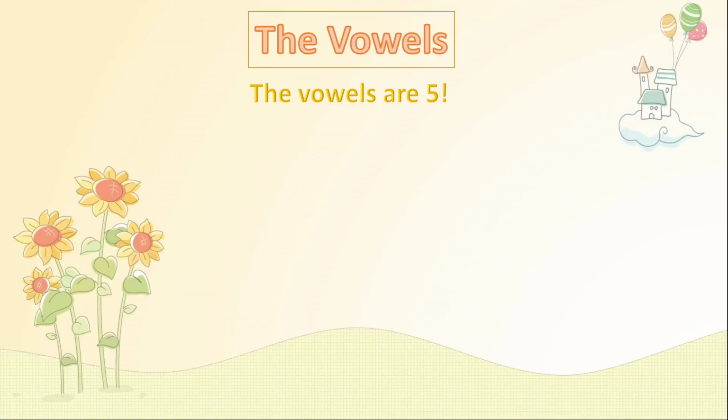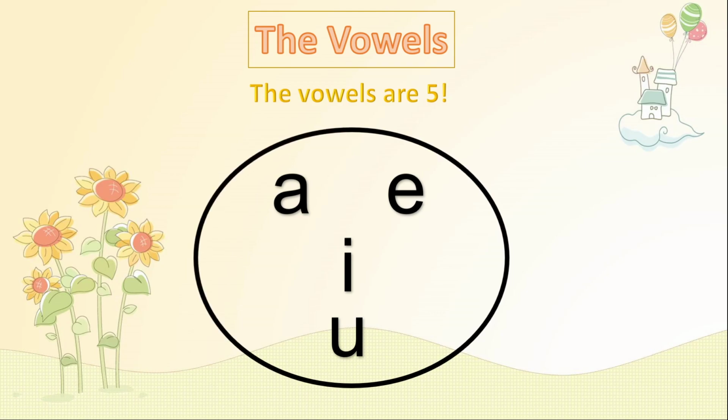First, we have the vowels. The vowels are five. They are A, E, I, U, and O. And today we're going to be focusing on short I. Okay, let's get started.